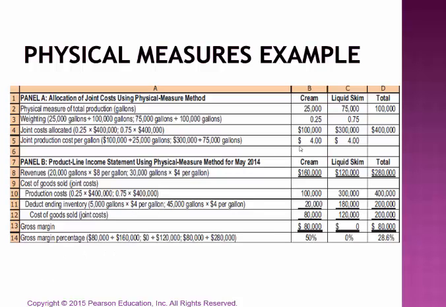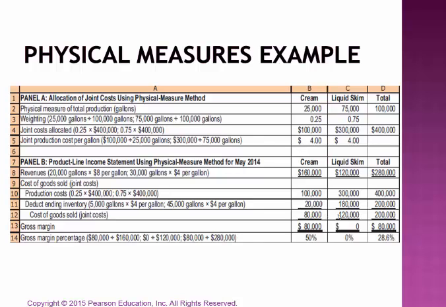At $4 per gallon that we calculated already means our ending inventory for cream is 20 grand. And then we have 45,000 gallons left of the 75,000 gallons produced because 30,000 were sold. And those 45,000 gallons in ending inventory of liquid skim at $4 per gallon equals 180,000 for a total of 200,000 still in ending inventory, which should show up on your balance sheet. If we take our production cost minus our ending inventory, there's where we get our cost of goods sold numbers.